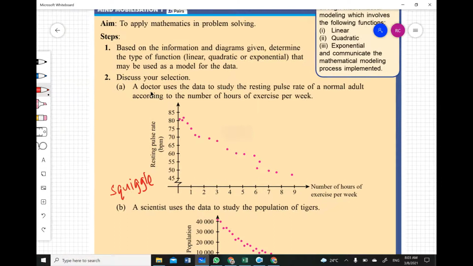Okay, so now if you look at the graph over here, look at the plotting points. Can you tell me this one is under which function? Either linear, quadratic, or exponential? Any idea?